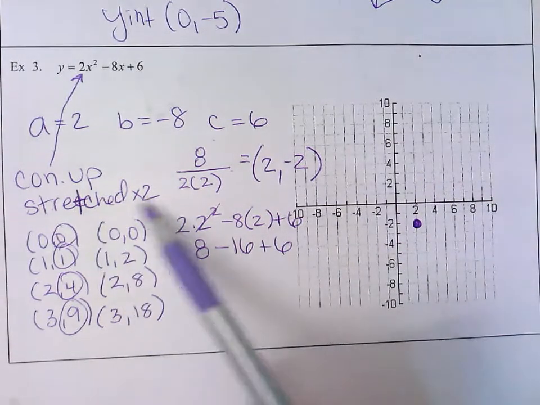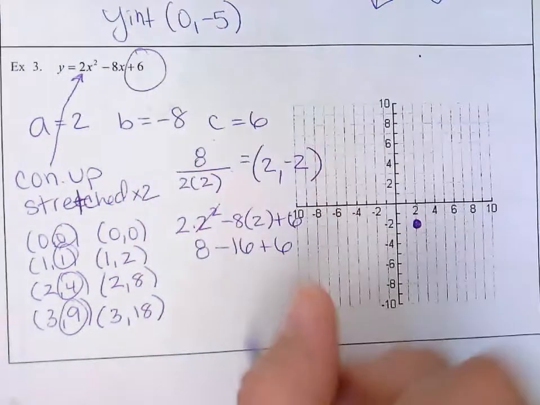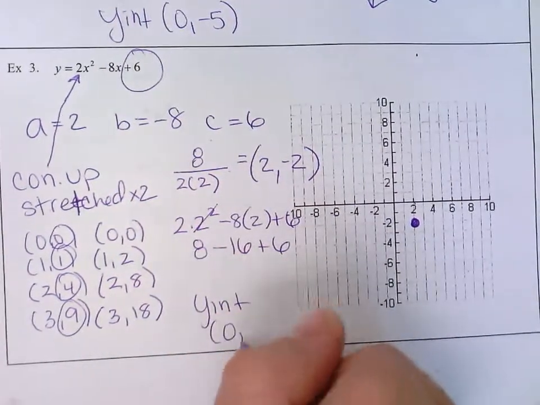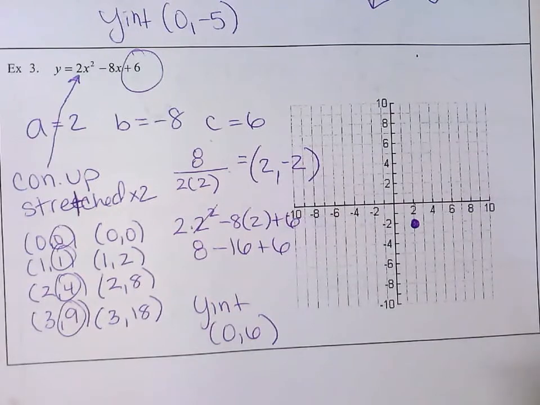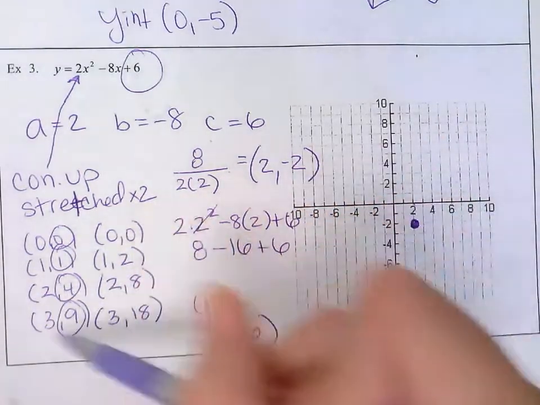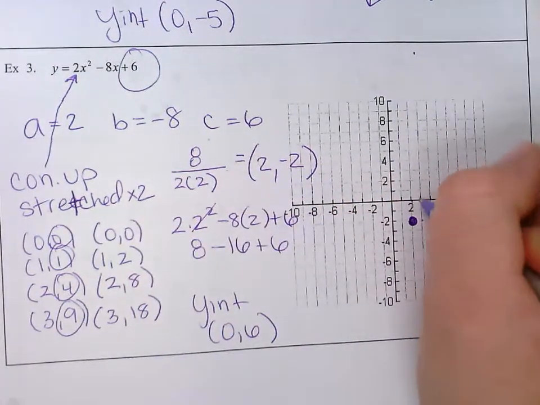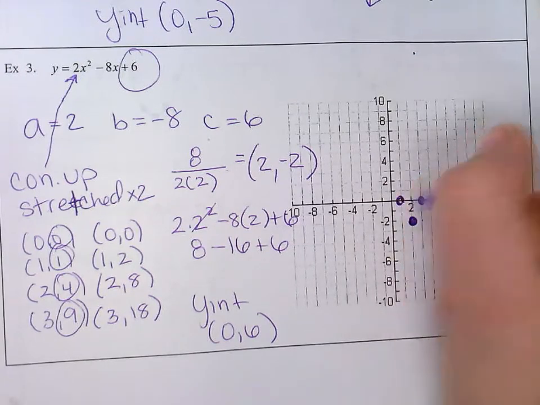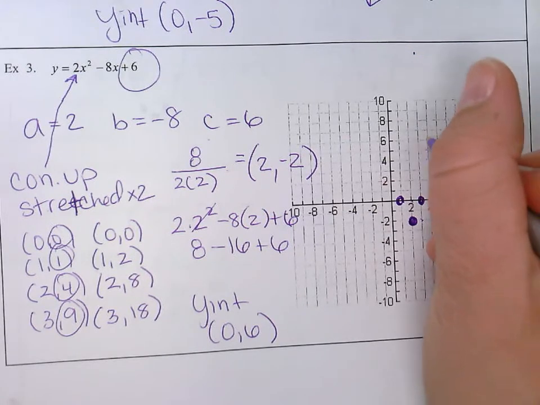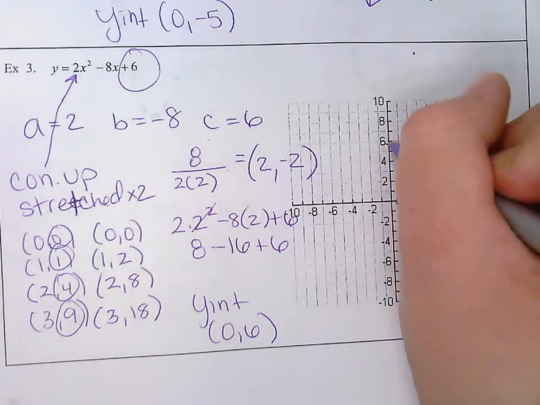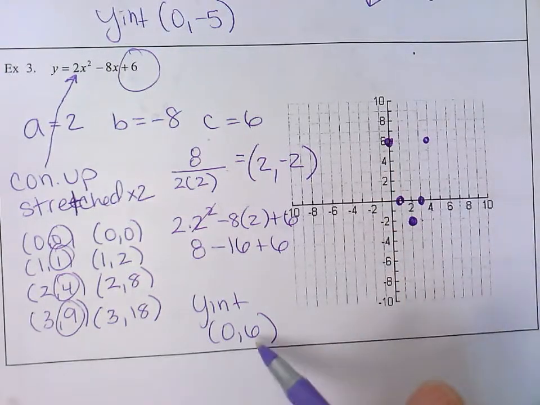And it's stretched by 2, and I know that my y-intercept should go through the point 0, 6. So I go with this set of points over 1 up 2, over 2 up 8. 1, 2, 3, 4, 5, 6, 7, 8. Did I hit the correct y-intercept? Yep, because I hit 6.